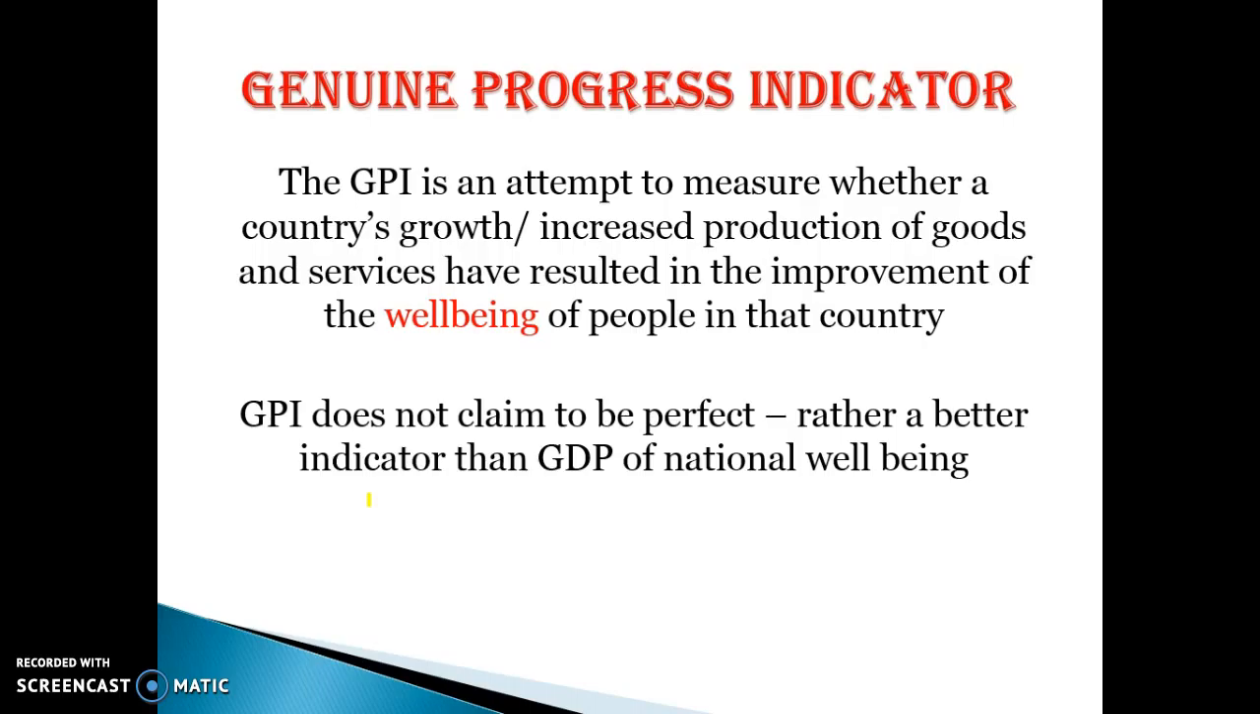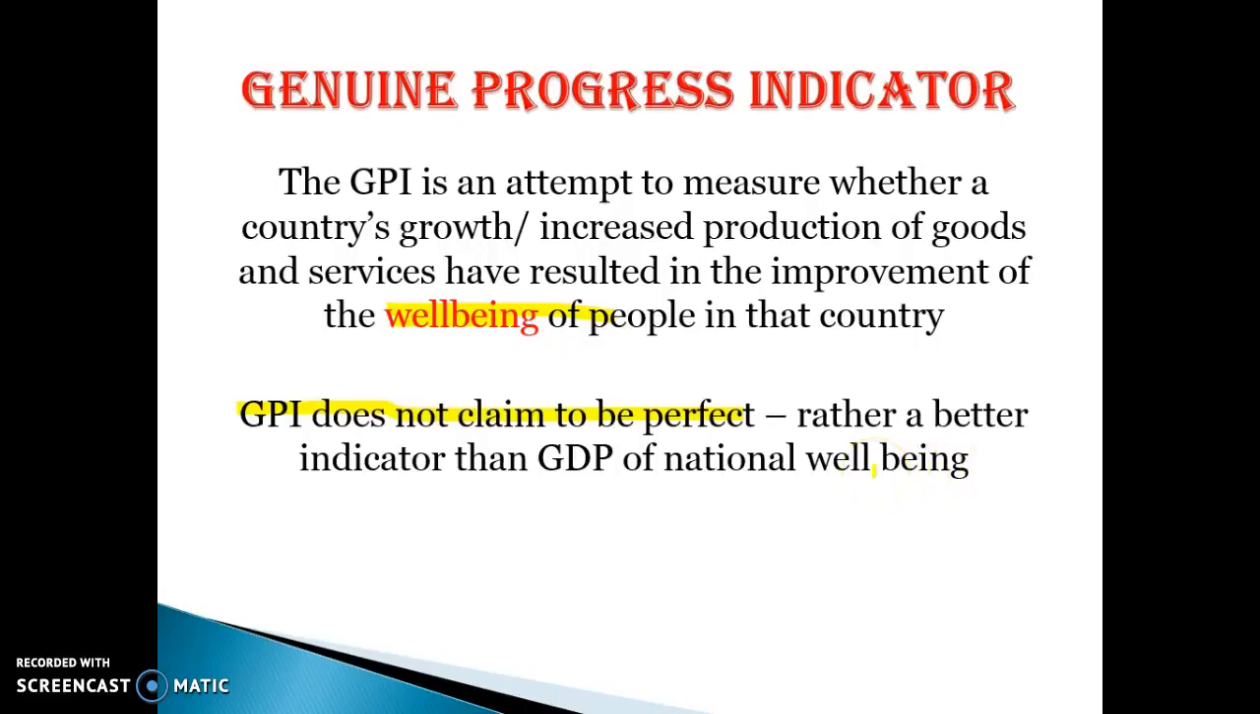So the genuine progress indicator, the GPI, is an attempt to measure whether a country's growth or increased production of goods and services has actually improved the well-being of people in the country. So are we producing more and it's not helping our overall living standards, or are things actually having a genuine improvement in our living standards? GPI is not claimed to be perfect, and we'll discuss the weaknesses of GPI. It just claims to be a better measure of our well-being than GDP.